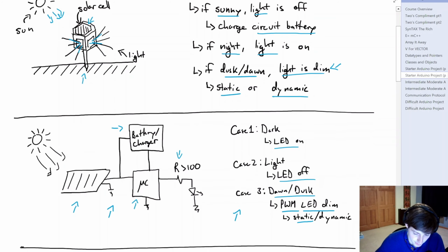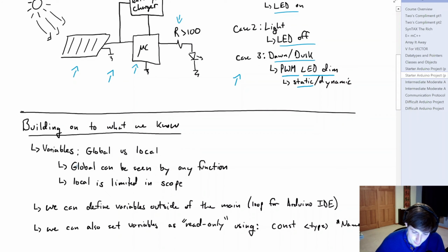So now that we're all set to start writing the code, we're just going to build on our knowledge base. We're very familiar with variables, but we can introduce this concept of global and local variables. A global variable is a variable that can be seen by any function. So we can actually define variables outside of the main. In C++, we'd have the main, but for the Arduino IDE, it's actually going to be called loop.